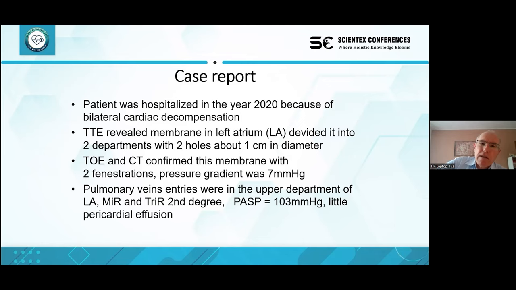The patient was hospitalized in the year 2020 because of bilateral cardiac decompensation. Transthoracic echo revealed a membrane in the left atrium, dividing it into two compartments with two holes about 1 centimeter in diameter. Transesophageal echo and CT confirmed this membrane with two fenestrations. The pressure gradient was 7 millimeters of mercury between the two compartments of the membrane in the left atrium. Pulmonary vein entries were in the upper compartment of the left atrium, and there was mitral regurgitation and tricuspid regurgitation, second degree.